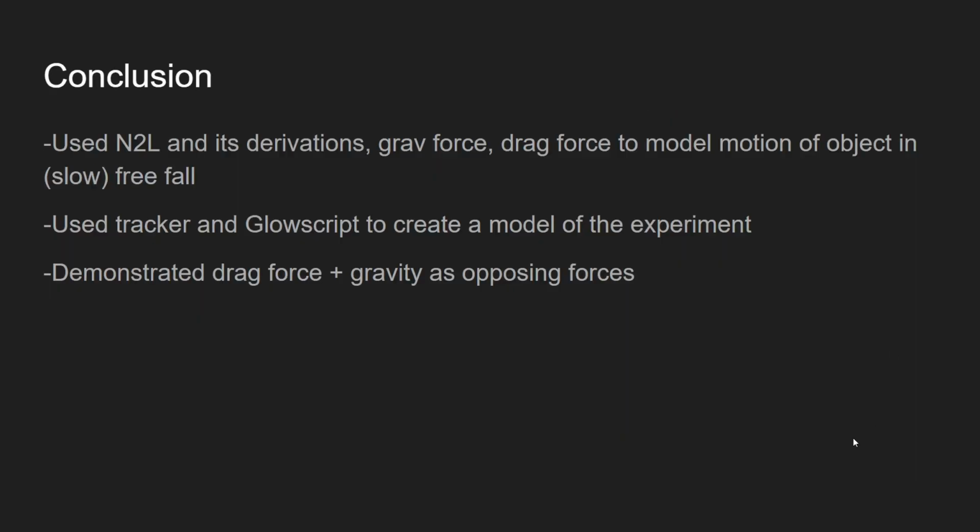In conclusion, in this lab, we used Newton's second law and its derivations, the position and velocity update formulas. We used the gravitational force and drag force to model the motion of an object in slow free fall. We used Tracker and coding through Python and GlowScript to create a model of the experiment, and we demonstrated that drag force and gravity are opposing forces on an object in free fall.